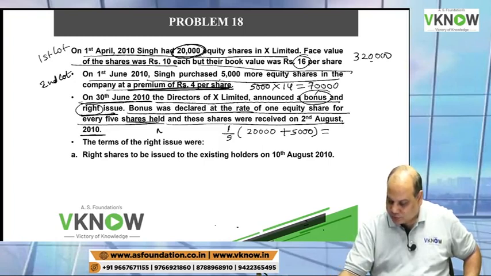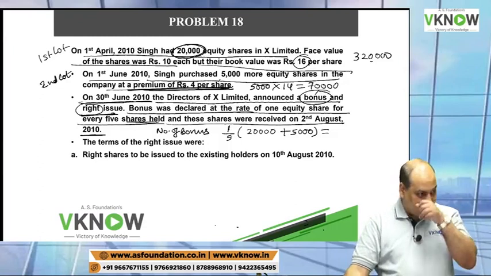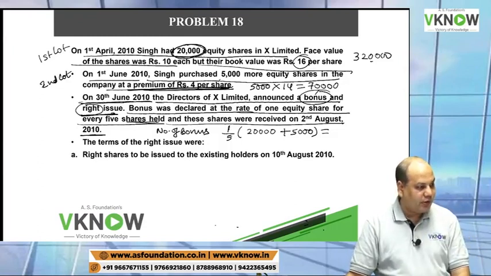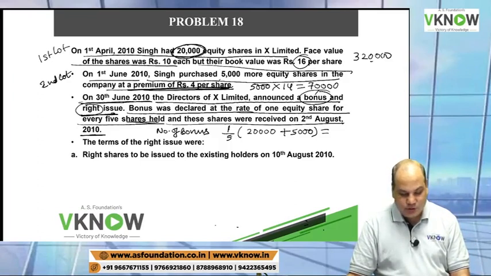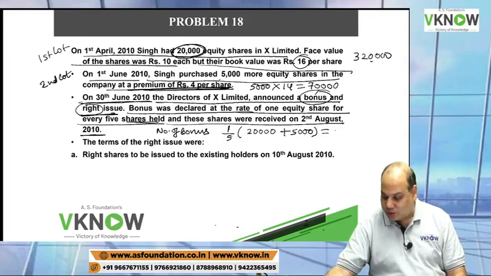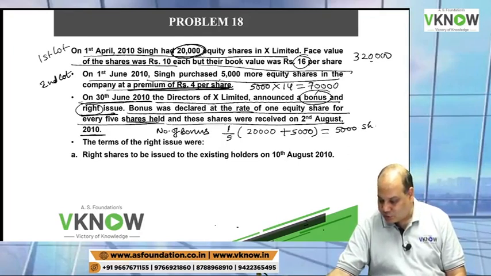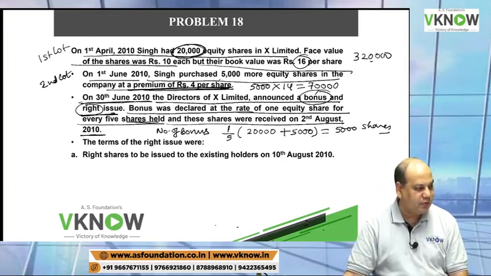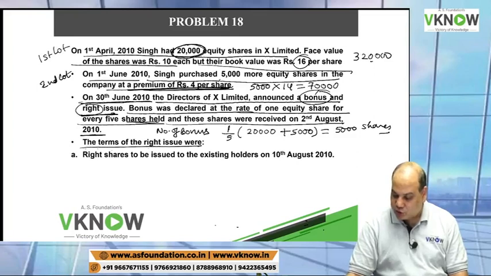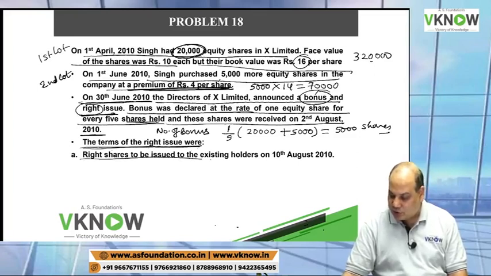So please tell me how many bonus shares will be received. Number of bonus shares received: 1 by 5 into total number of shares held before bonus issue, 25,000 into 1 by 5. So 5,000 bonus shares will be received. So most of you are right. 5,000 bonus shares.